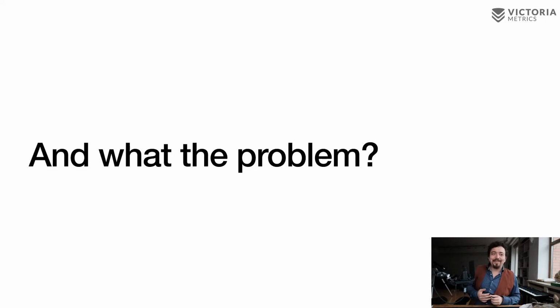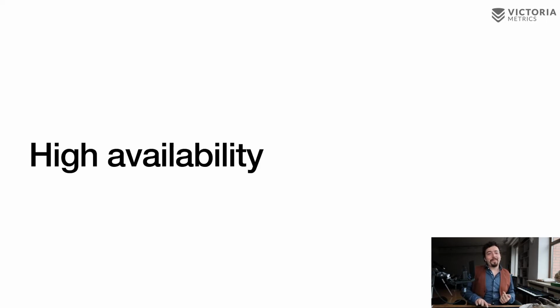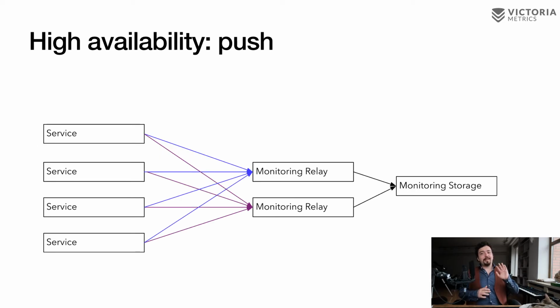But you may ask me, what's the problem? And the main problem is high availability. Let's talk about high availability in the push protocol. In the push protocol, you have a lot of different services. I wrote only 4, but it can be 4,000 or 5,000 or 40,000. I mean, it can be any number of services which push data to the monitoring relay.